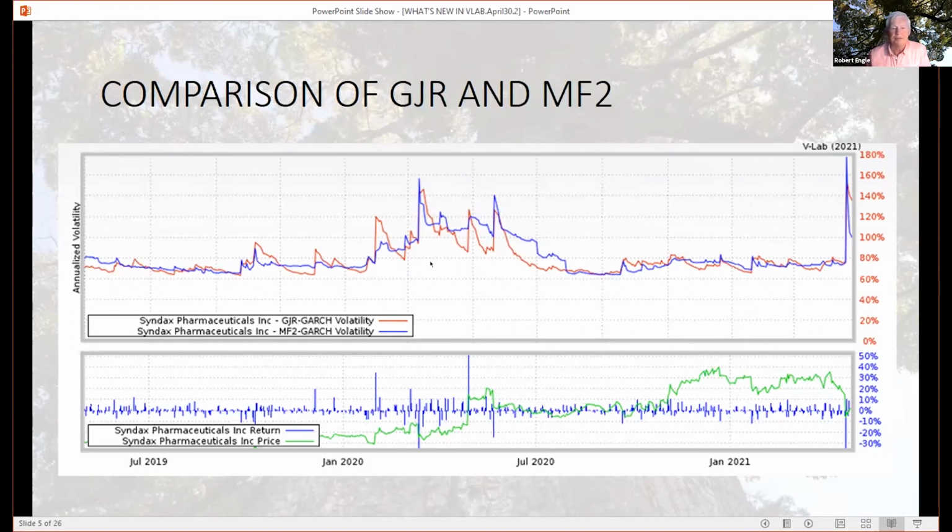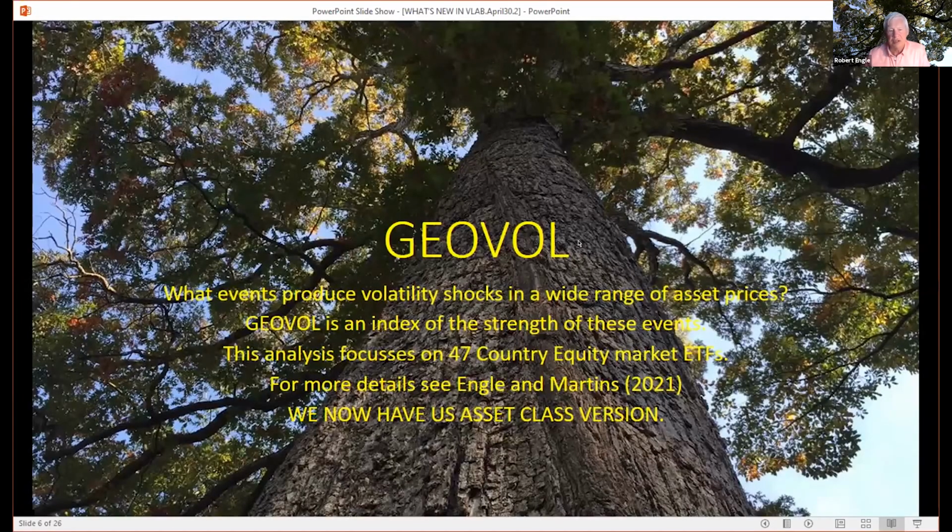A second thing that we've put up since last year is an analysis of geopolitical risk. Geopolitical risk we measure in a way called GeoVol, which is an index of why volatility is increasing in many asset classes and many countries at the same moment. We look at the shocks to volatility, and when these shocks to volatility are correlated across asset classes and across countries, we say this is evidence of geopolitical risk. And so we have calculated an index of these shocks, which we call GeoVol, and it can be applied to any collection of assets.